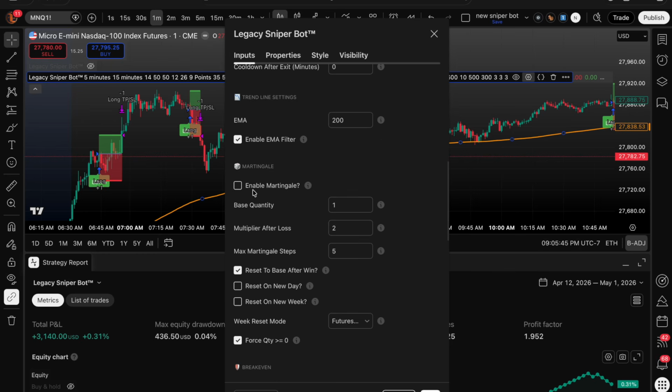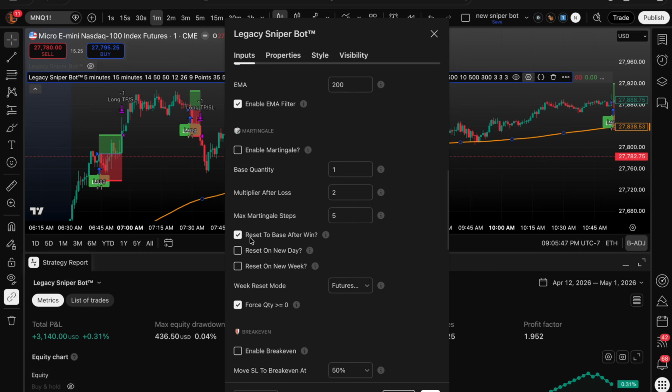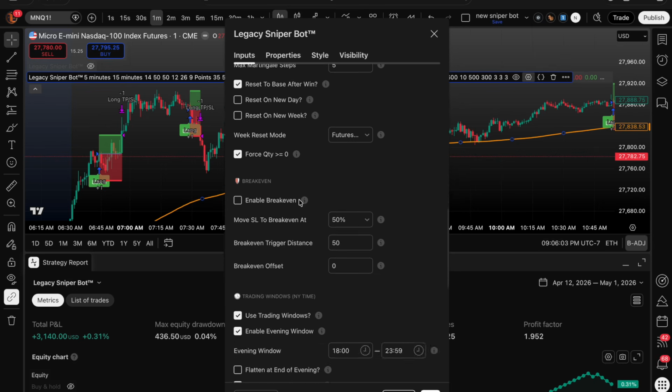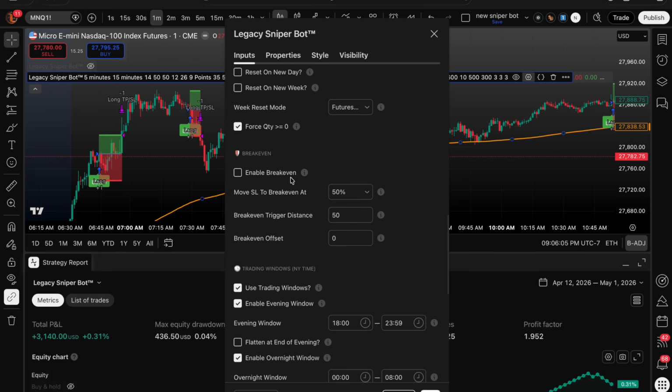And then of course you know about the martingale feature. If you do use Conflux, same concept there. I'm not gonna explain the martingale in this video. I'll be making another video all based on the Legacy Sniper Bot, the entire thing. But if you do use Conflux, you're familiar with the section. And then of course the break-even feature. If you do use Conflux, you are familiar with the section, but I will also re-explain it in a different video.